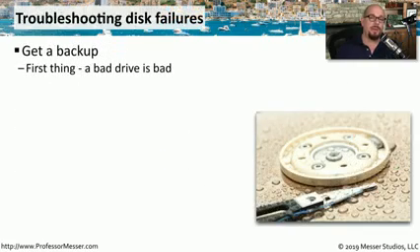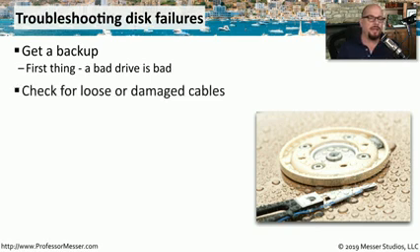If any of this is happening, then the first thing you should do is to get a backup of all of that data. If this drive does happen to fail, you want to be sure that you at least have a copy of all of your important information. Then you want to look for any loose cables or any damaged cables that might be inside of your computer. Maybe the problem is simply the cable connection and nothing related to the overall operation of the drive.